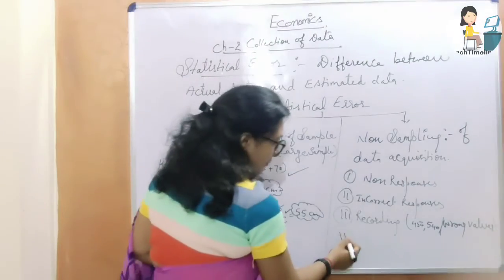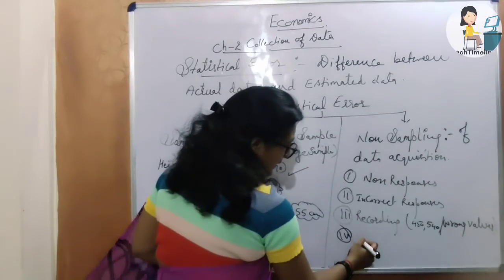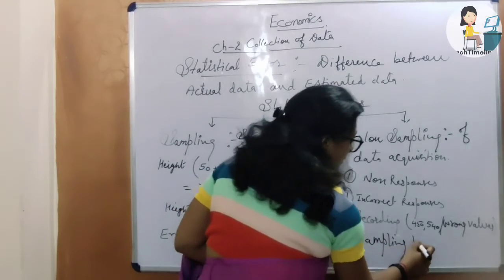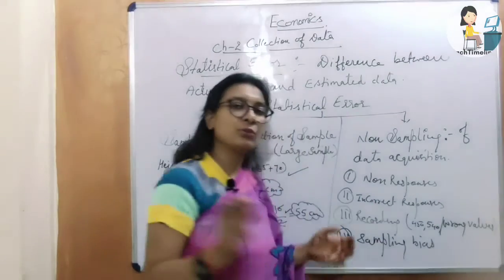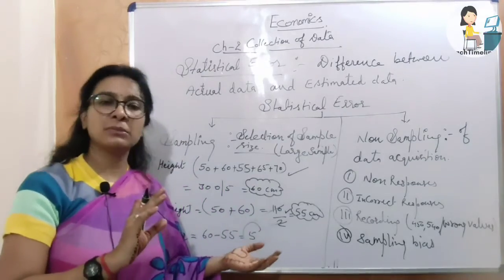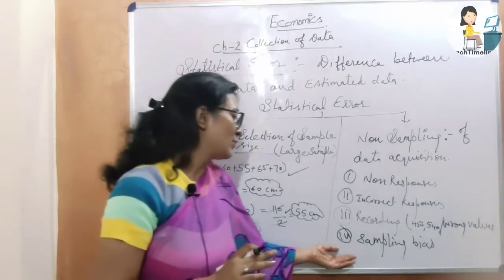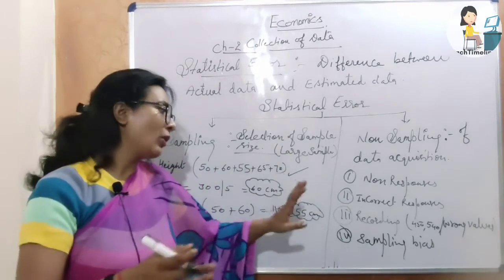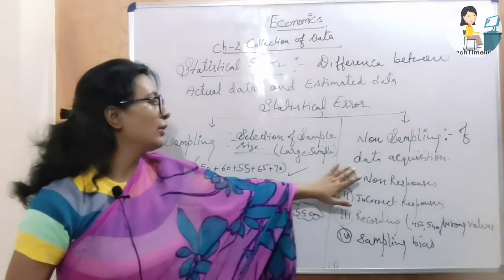Or one more thing you can say, sampling bias. Suppose you are choosing a sample and you have become a little biased and prejudiced. So these errors cannot get reduced. This will always remain there. We cannot reduce them.